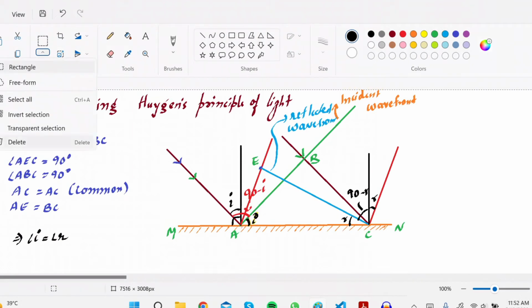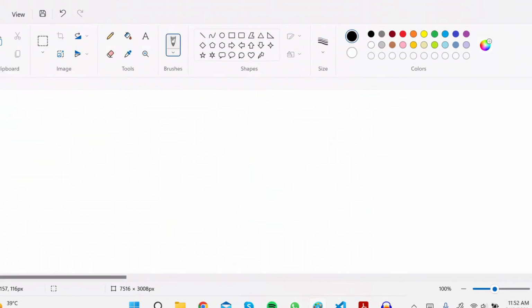Let's move to our next one, that is refraction. So let me remove this and let's write here refraction using Huygens principle. Now let's see.